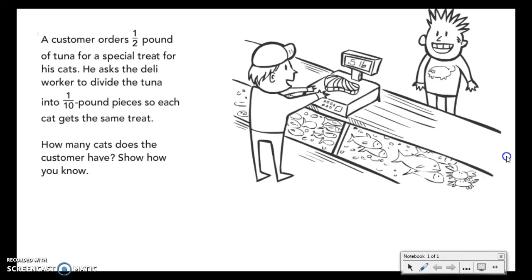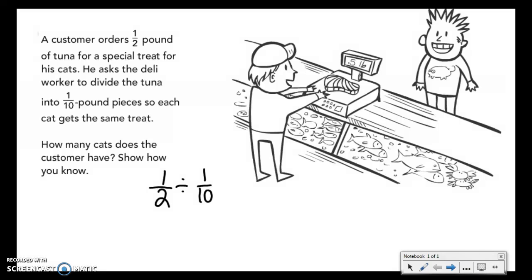So, let's work through this one together and see what to do. A customer orders a half-pound of tuna for a special treat for his cat. He asks the deli workers to divide the tuna into 1/10 pound pieces so each cat gets the same treat. How many cats does this customer have? And let's show how we know. So he orders 1/2 a pound of tuna. And he wants to get it divided into 1/10 pieces.